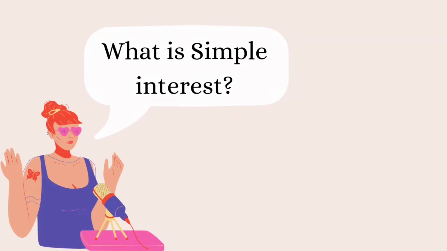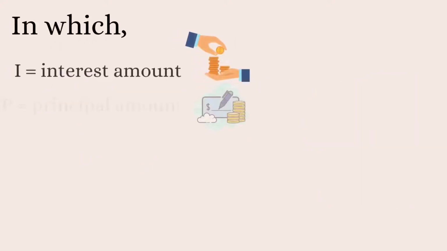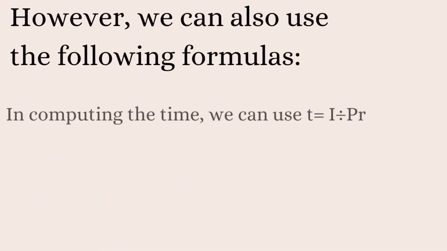What is simple interest? Simple interest is a percentage of the principal added to the loan amount regularly, such as by month, quarterly, or year. It can be expressed as a formula, in which I is interest amount, P is principal amount, R is interest rate as decimal, and T as time.